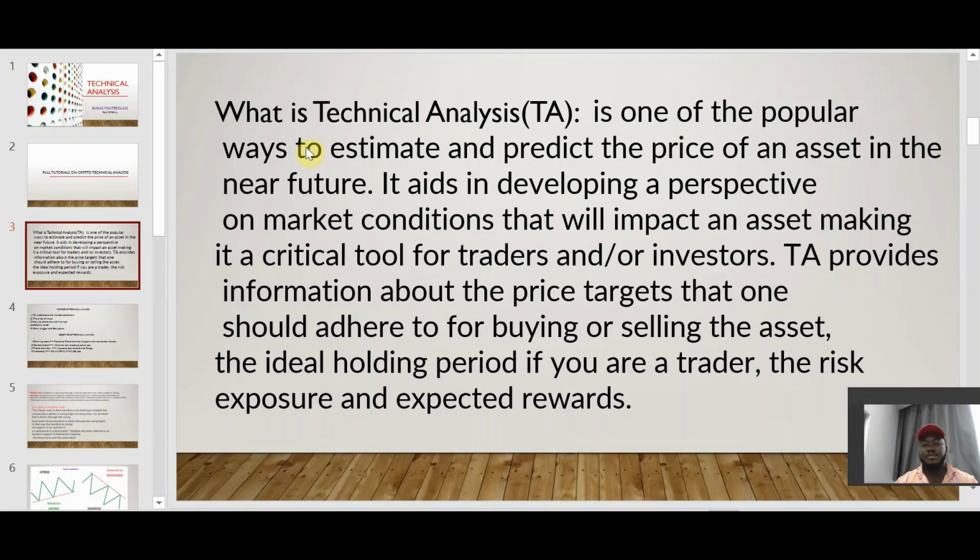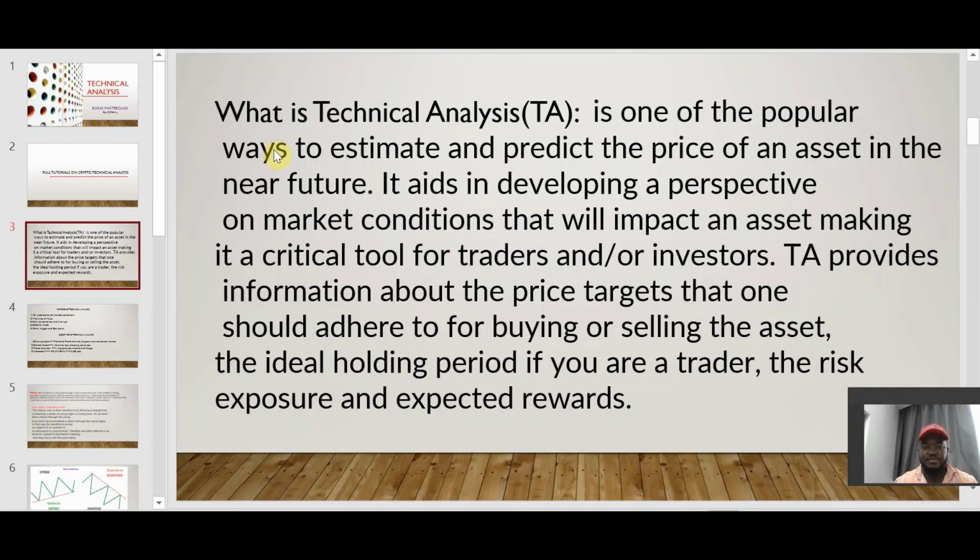It aids in developing a perspective on market conditions that will impact an asset, making it a critical tool for traders and investors. Let me come again. It's one of the popular ways to estimate and predict the price of an asset in the near future. That is, it's one of the ways you can use to know what the price of an asset is going to do in the near future. It aids in developing a perspective on market conditions that will impact an asset, making it a critical tool for traders and investors to use.